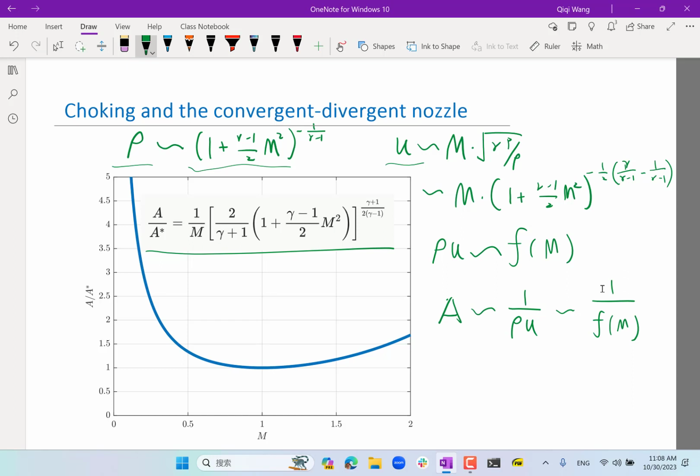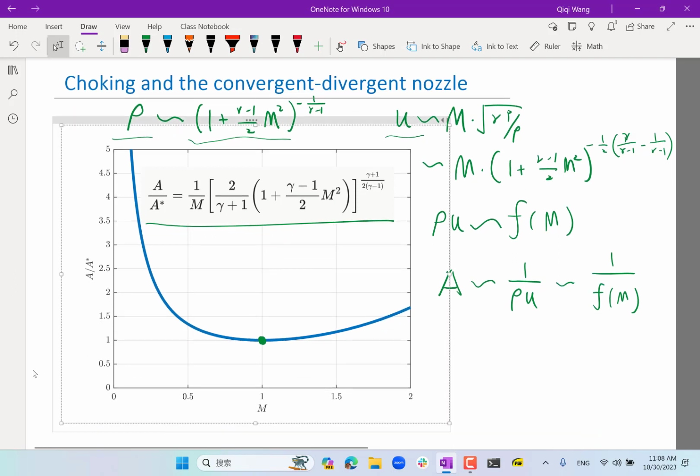And I'm just writing down this function explicitly to let you see what this looks like. Unsurprisingly, the minimum area is at Mach equal to 1, right? At very small Mach number, we basically have a 1 over Mach number relationship for the area, because density is going to be constant. But that 1 over Mach number relationship becomes shallower as Mach number approaches 1, and it becomes a zero slope at M equal to 1. And above M equal to 1, the required area increases as you increase the speed, instead of decreasing.